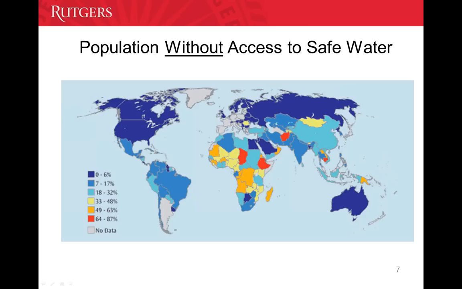So let's look at a really important graph. This is taken from the WHO, and this is a population without access to safe water. And as you can see, in some parts of the African continent, it's close to 60 to 80%. Pretty remarkable number. We forget that here in the northern hemisphere, almost no one doesn't have access to safe drinking water.